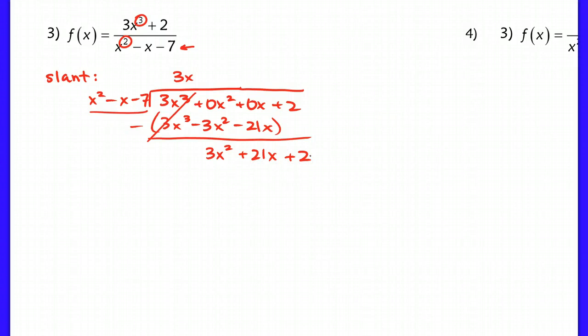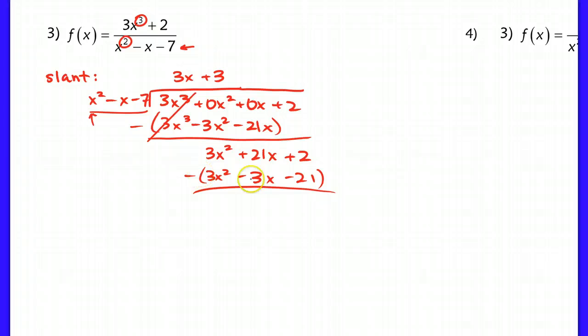2. Now I do it all over again, looking at x squared and seeing how many times that leading term fits into this leading term here. It'll fit in exactly 3 times. So we have, again, to multiply that back out, we get 3x squared minus 3x minus 21. And now I'm going to subtract again that entire expression, and these are going to cancel. 21 minus this negative 3x gives me 24x. 2 minus a negative 21 gives me a positive 23.